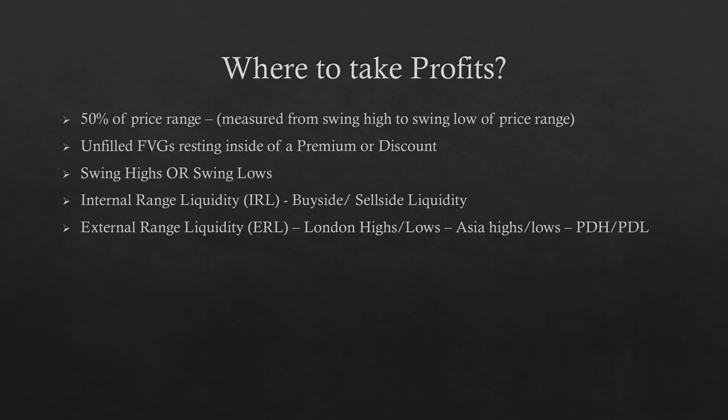Now, the third thing you could be targeting are swing highs or swing lows. These are pretty much called minor buy side or sell side liquidities. The fourth thing you could be targeting is internal range liquidity, which is buy side or sell side liquidity. And the fifth thing you could be targeting is external range liquidity, such as London highs or lows, Asia highs or lows, previous day highs or lows. These are called external range liquidity because they are outside of the price range.